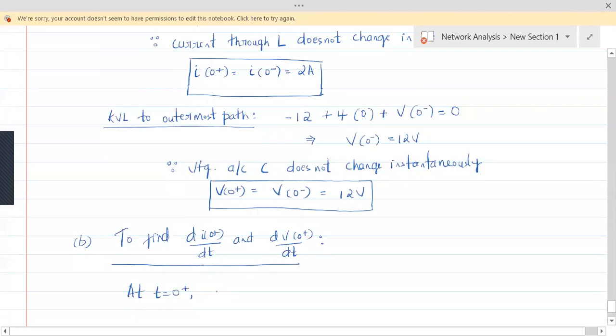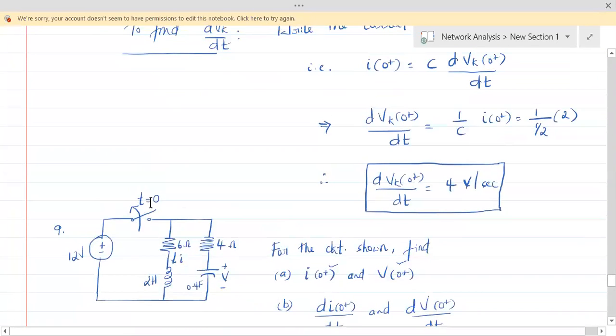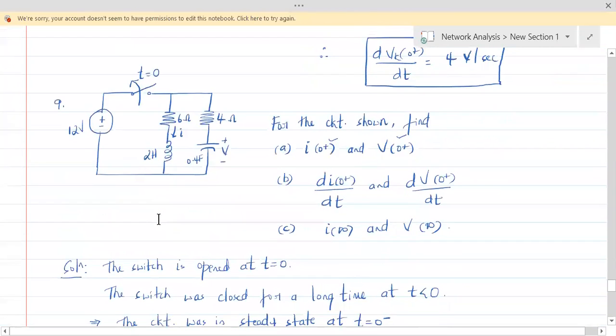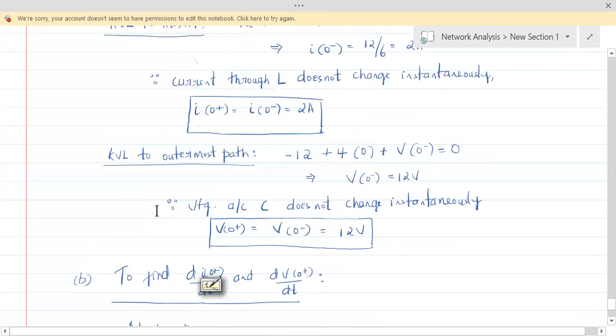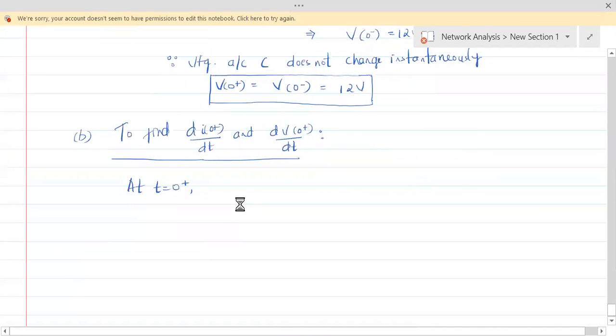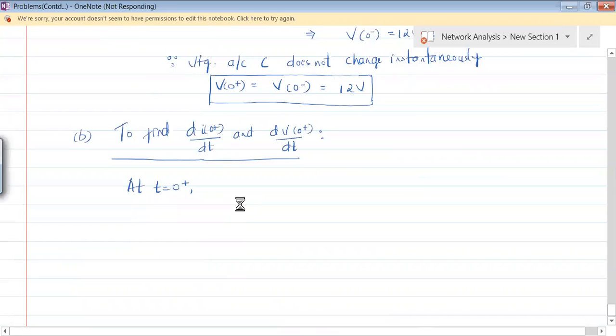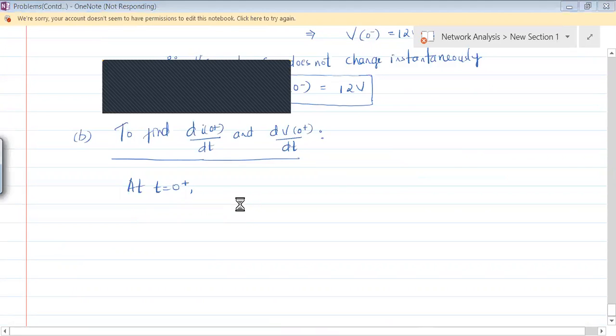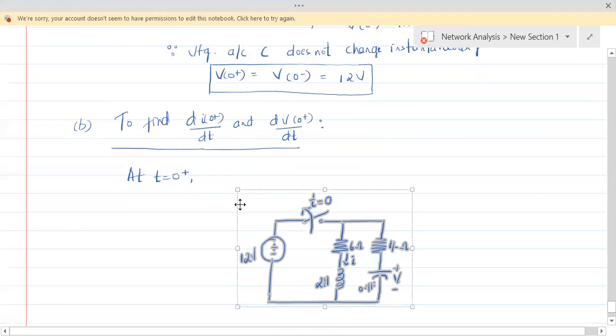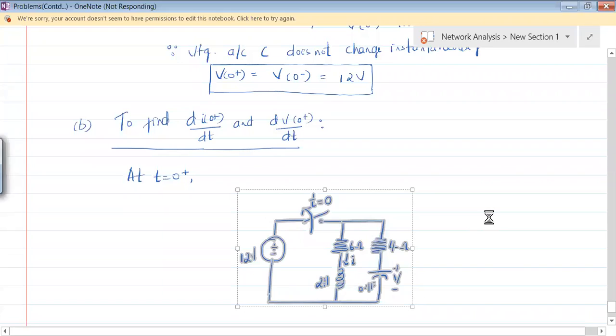What has happened to the switch? The switch is opened at t equal to 0 plus. See here, everybody. At t equal to 0, the switch is being opened. That means at t equal to 0 plus, the switch would be open, just open. Let's write that. Everybody just copy down the circuit. I just copied and pasted it. Yeah, just change this circuit at t equal to 0 plus.